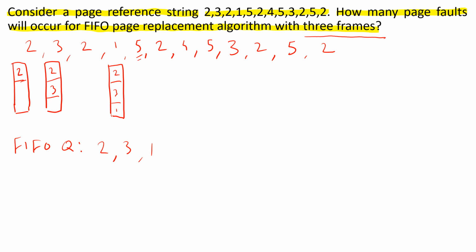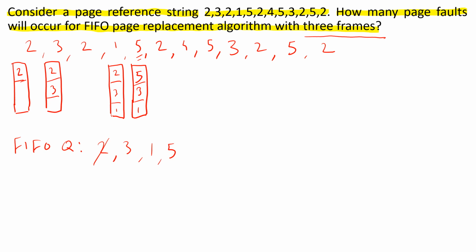The FIFO page replacement algorithm says whichever page was taken into main memory first will be replaced first. So out of 2 3 1, 2 was taken first, as the queue suggests, so 2 would be chosen as victim, and instead of 2 we will bring in 5. Now main memory will have pages 5 3 1, and 5 enters into the queue. Then we again need a 2.